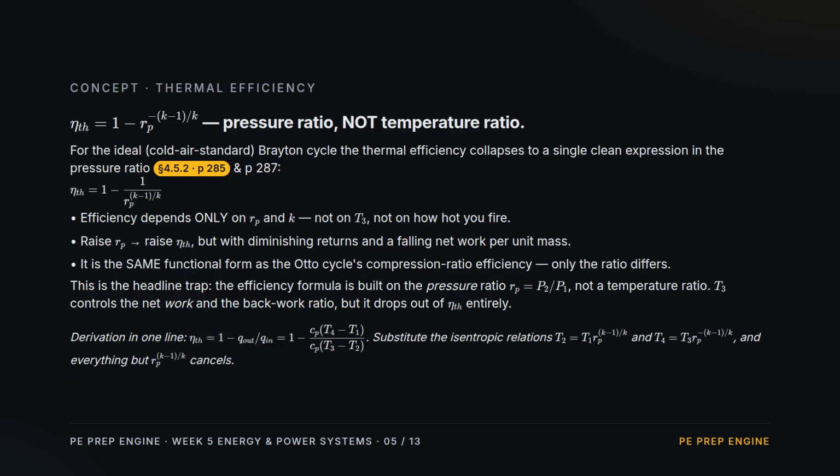Here is the payoff. For the ideal Brayton cycle, thermal efficiency is 1 minus 1 over RP to the K-1 over K. It depends only on the pressure ratio and the specific heat ratio, not on how hot you fire the turbine. Raise the pressure ratio and efficiency rises, but with diminishing returns. This is the headline trap. The formula is built on the pressure ratio P2 over P1, not a temperature ratio. The firing temperature controls the net work and the back work ratio, but it cancels right out of the efficiency.